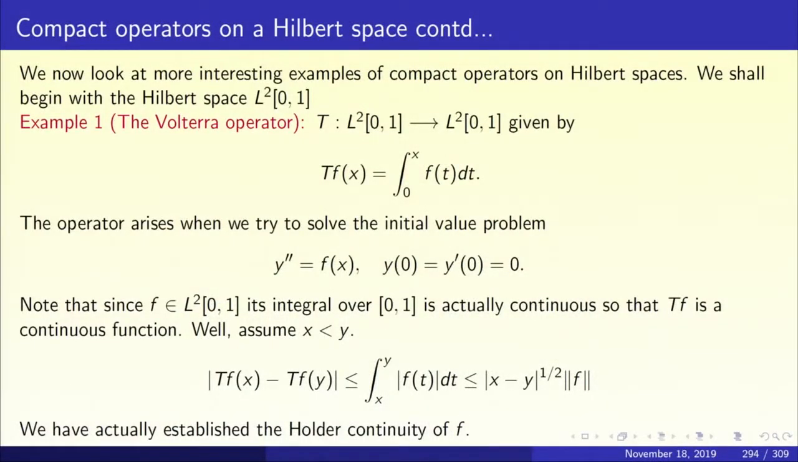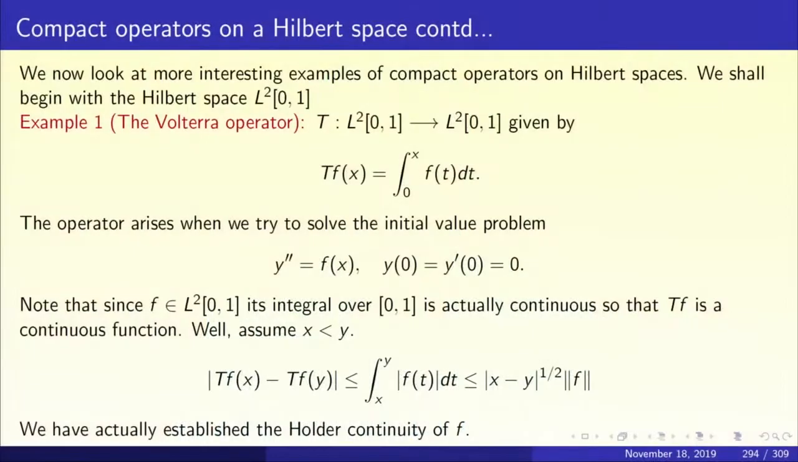Now we must look at examples of compact operators. So our Hilbert space will be L2 of 0, 1. The first example that we shall look at is the Volterra operator. The Volterra operator is a very interesting operator, and we shall look at it over L2 of 0, 1. T from L2 of 0, 1 to L2 of 0, 1 is given by Tf of x equal to the integral from 0 to x of f(t) dt. Now remember, if a function is in L2 of 0, 1, it is automatically in L1 of 0, 1. And if a function is in L1, the integral of that function is going to be continuous.